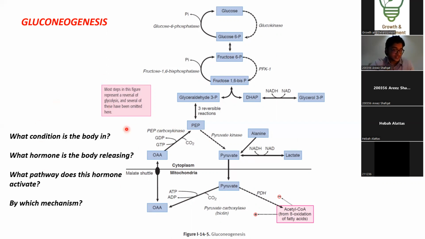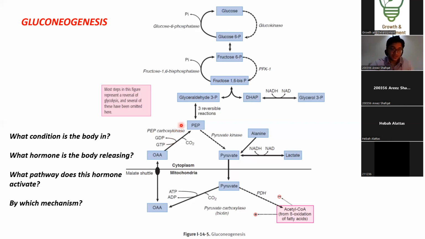These questions should make sense to you now. What condition must the body be in for you to carry out gluconeogenesis? You're producing glucose there. Therefore, what condition must the body be in? Does anyone know? It should be fasting. Therefore, the body should be releasing glucagon. Therefore, glucagon must be activating gluconeogenesis. Also, glycogen breakdown must be being activated at the same time, right? By which mechanism? Glycogen breakdown was being activated by phosphorylation. Gluconeogenesis is being activated at the gene level. Does this all make sense to you now? Or am I going too fast?